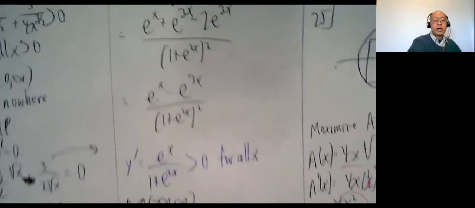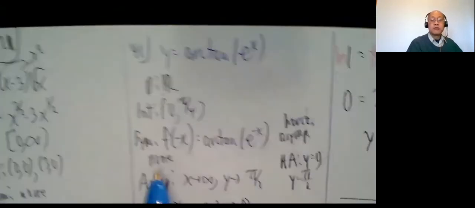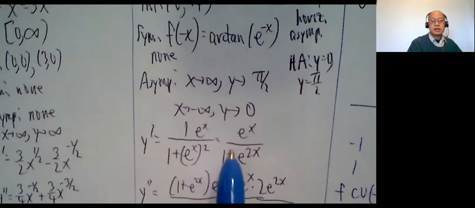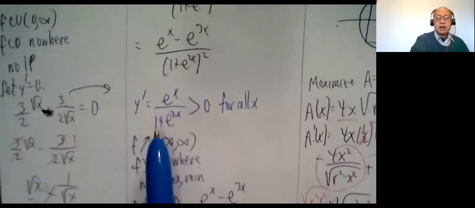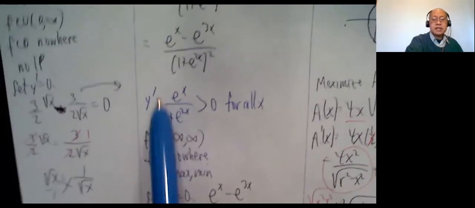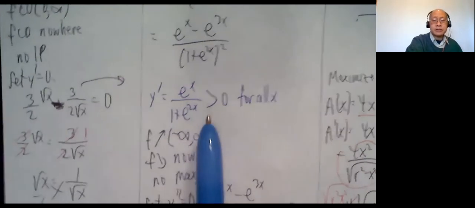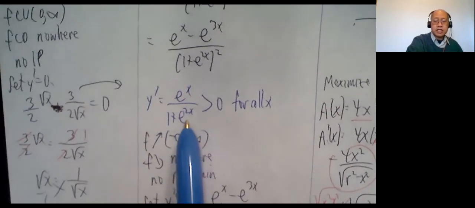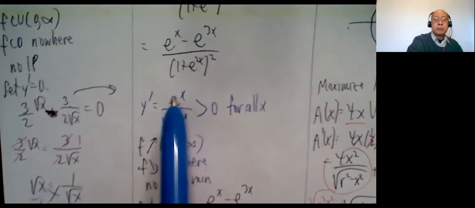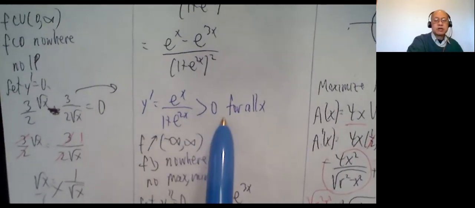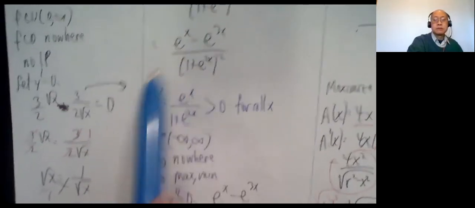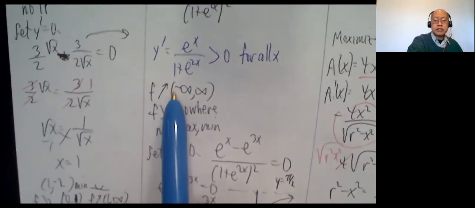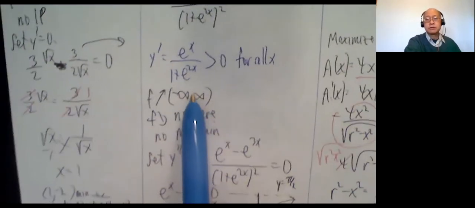All right, set y prime equal to 0. Where was my y prime? It's over here. Can't. This thing is always positive for all x. Remember, e to the x is always positive. E to the 2x is positive. Add 1, it's positive. Positive divided by positive is positive. So this graph is always increasing. It's always going to go up. So f is increasing from negative infinity to infinity.